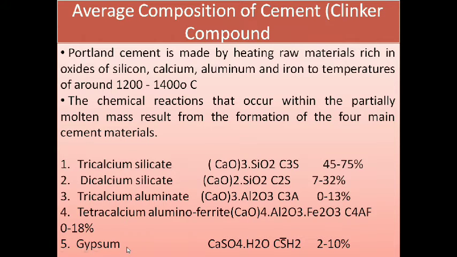Gypsum is also an important ingredient, that is calcium sulfate dihydrate, CaSO4.2H2O, denoted CSH2, and its amount is minimal, 2 to 10%. This is the average composition of cement in the clinker formation.